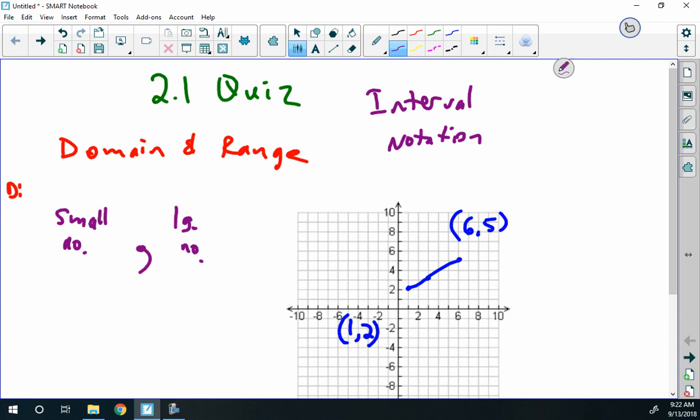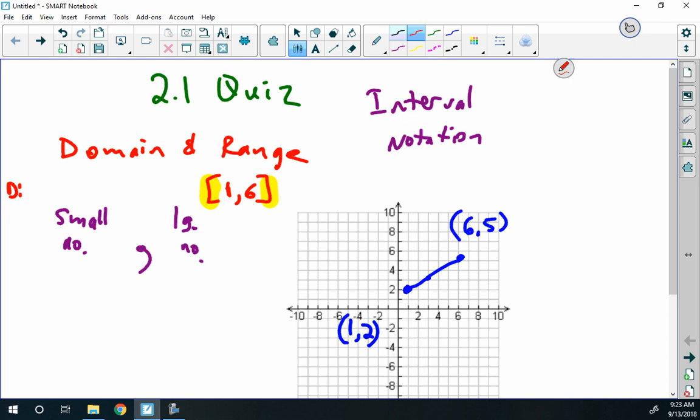So if we look at our domain, it goes from 1 to 6. So the way we would write that is 1, 6. And then on the sides, we need some kind of symbol to close those in. You might think to put parentheses. Well, in this particular instance, we're not going to, because the point 1 is actually included, and the point 6 is actually included. So we're going to put brackets on the ends.